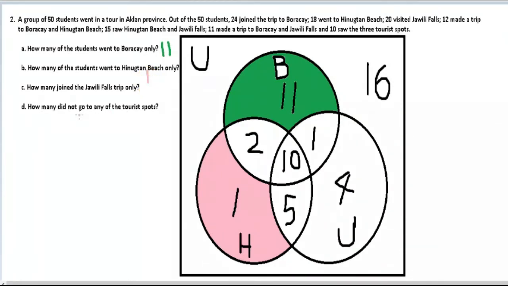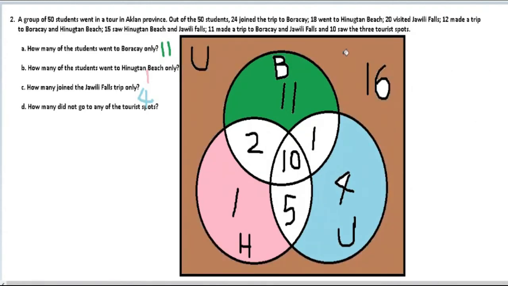Letter C, how many joined the Hawili Falls trip only? So for the Hawili Falls trip only, we will color that with blue. So there are four students for the Hawili Falls only. And how many did not go to any of the tour spots? Of course, there are 16 students who did not go to any of the three tour spots. 16 students. Okay, so diba madali lang answeran yung ating mga questions by using the Venn diagrams.